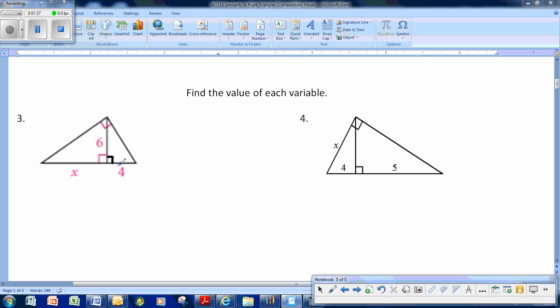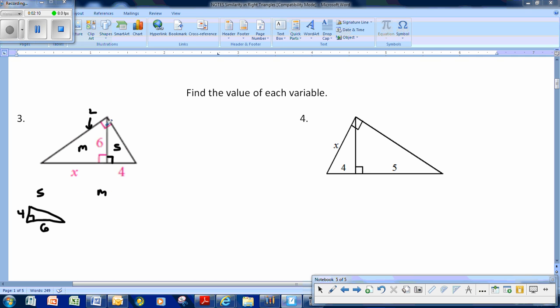Now, to figure out any missing lengths, in this case, this side right here is labeled X. First thing we're going to do is redraw these triangles all facing the same direction. So I have the small triangle here, I have the medium, and then the big one here is the large. Okay, so the small triangle would look like this, and the short leg is 4, the long leg is 6, and the hypotenuse is not labeled.